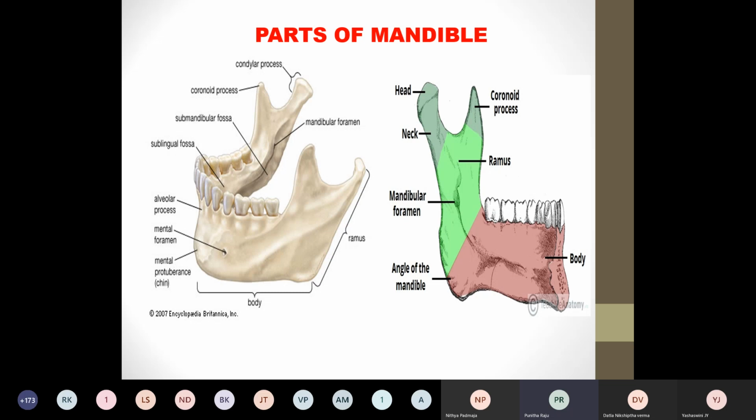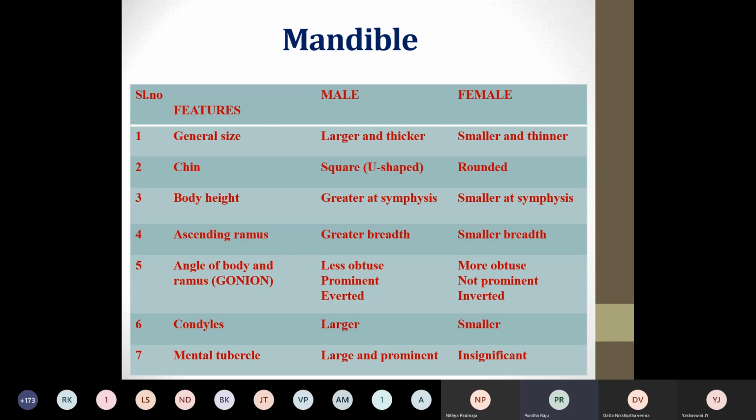So I'm just highlighting the only important parts which we deal with in forensic medicine. The next important thing is the differences between male and female mandible. Whenever you get mandible or age estimation for dental examination, this is a stock question which will be asked: what are the differences between male and female mandible? In general, the male mandibles are usually larger and thicker and the female mandibles are usually smaller and thinner.